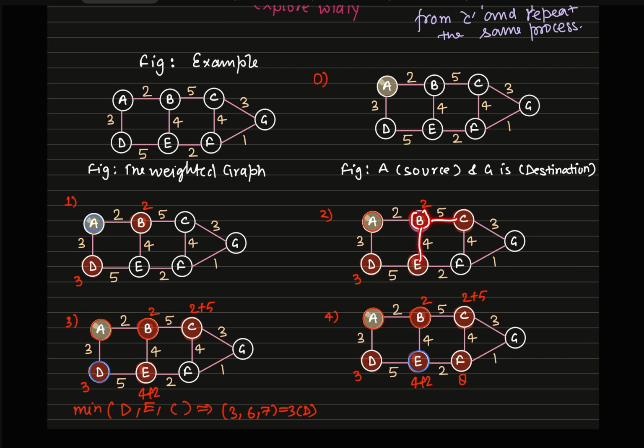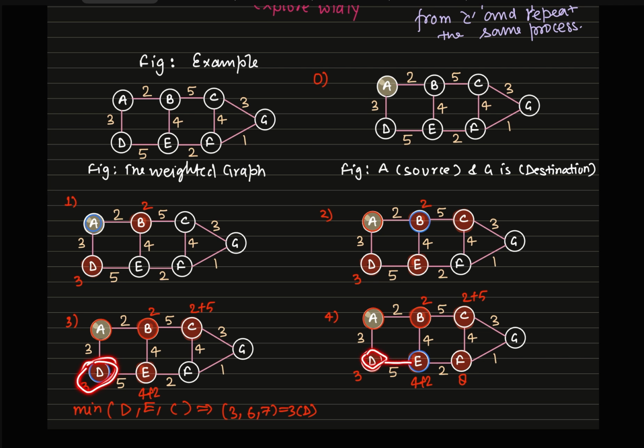We explore C and E, so we update the weights on C and E. Up to B we had 2, plus this value 5, so 7 will be updated here. 2 plus 4, so 6 will be updated here. We have explored these vertices, but out of these three vertices we have to find the minimum cost path. So 3, 6 and 7, out of these we will select this one because it has the minimum cost.